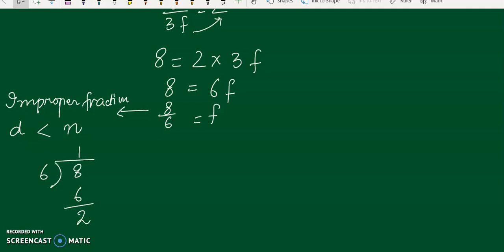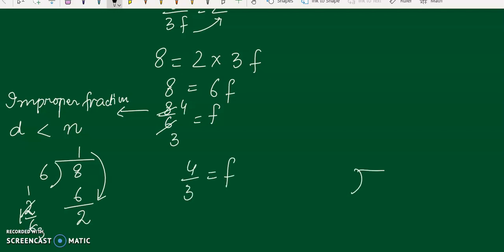Okay, so we have two methods. If we write like this, 1 whole 2 by 6, so then we can further divide it like this, 2 ones are 2 and 2 3s are 6. But you can also do it like this कि आप पहले इसको यहीं पे simplify कर लें. 2 3s are 6 and 2 4s are 8. So we get 4 over 3 is equal to f. Now we divide 4 by 3. So we get 3 ones are 3 and 1 is left. So we get 1 whole 1 over 3.